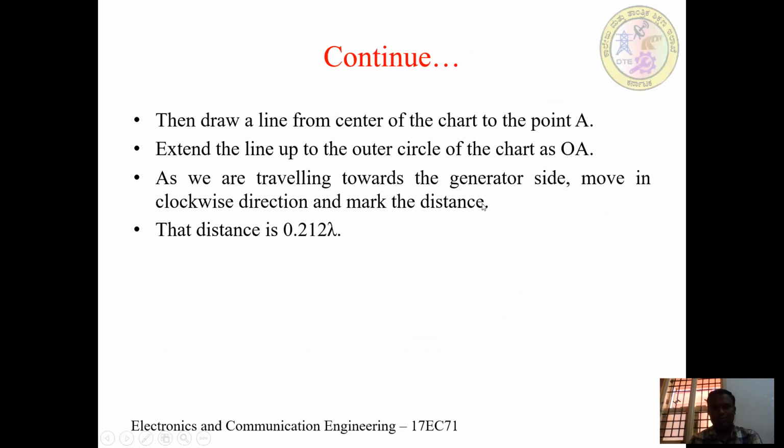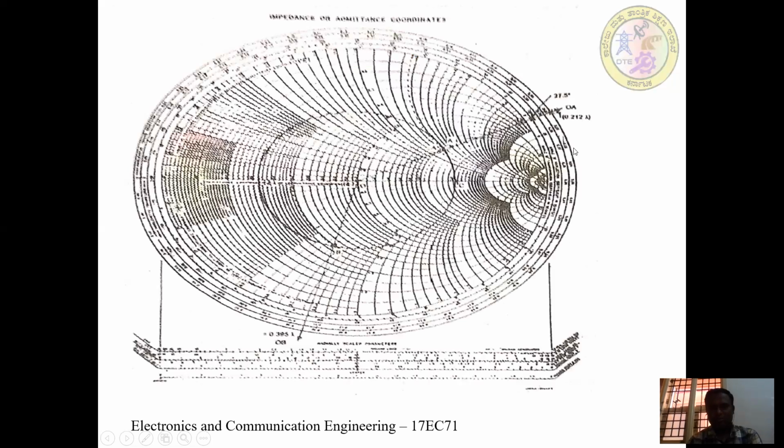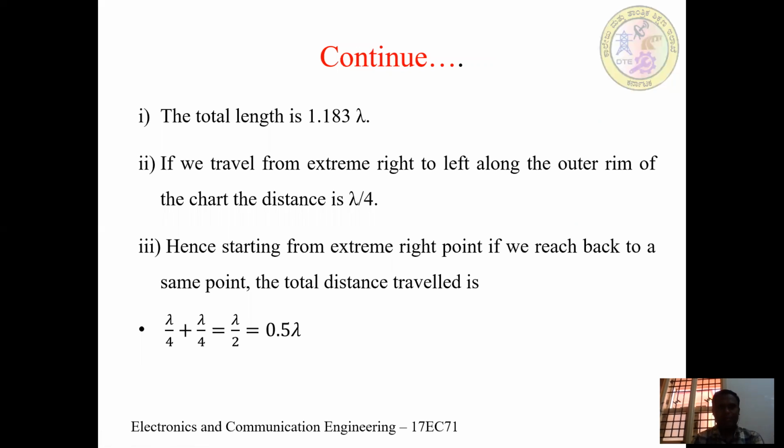As we are traveling towards the generator side, move in clockwise direction and mark the distance. This distance is 0.212. So this distance, moving towards the 0, from here to here, is 0.212 lambda. The total length is 1.183 lambda, because it is given in the problem that the total length of the transmission line is 1.183 lambda.